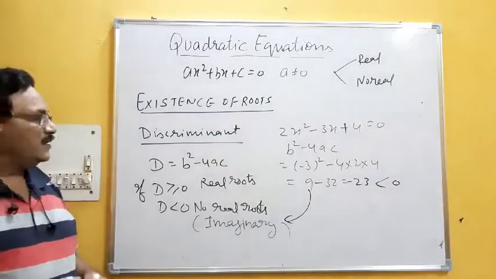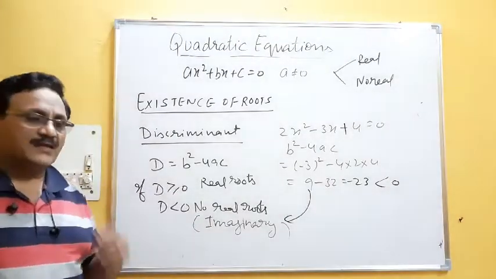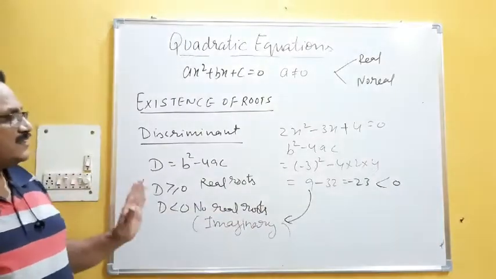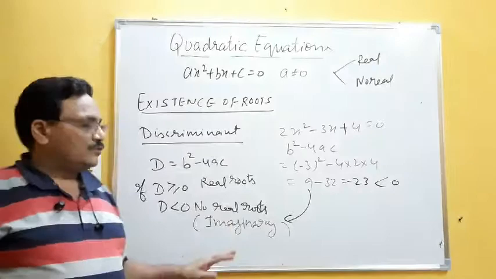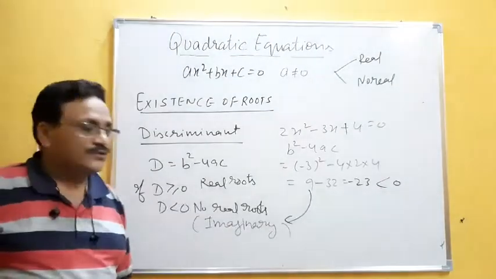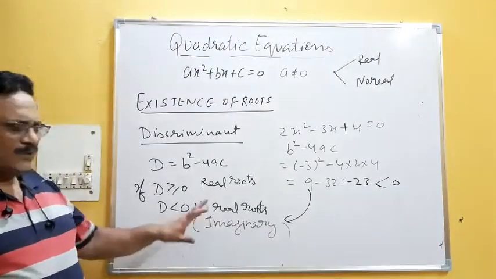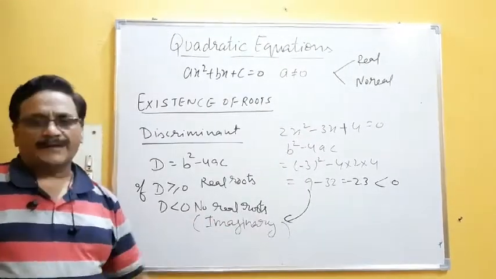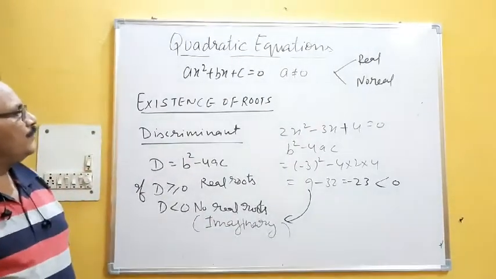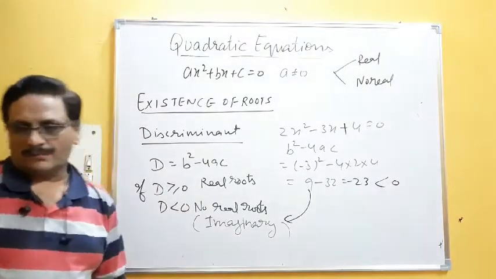I think it is very clear. When your b square minus 4ac result is coming greater than 0, your answer will be real roots. If the answer is coming less than 0, your final answer is imaginary roots or no real roots. Up to class 10, it's okay to say no real roots, but in some books you can get imaginary roots, it's okay. Okay, if you want to write, please write it.